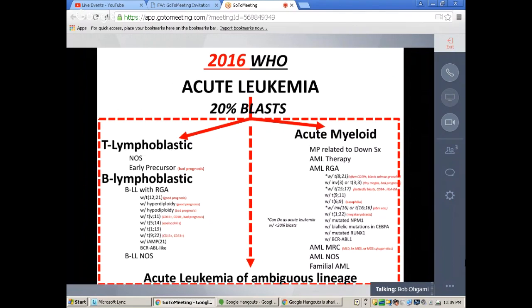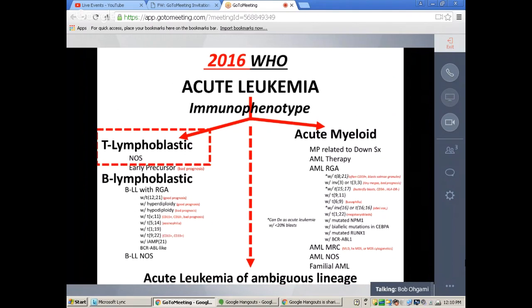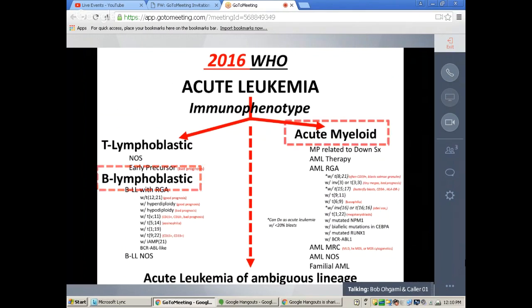Understanding that in order to achieve an acute leukemia in general, we need 20% blasts, we then also have to pay attention to the immunophenotype. The immunophenotype helps to dictate to us whether we are T lineage, B lineage, or myeloid lineage.